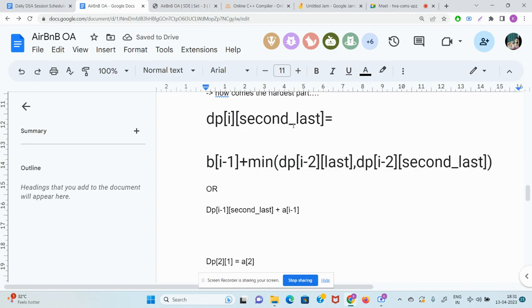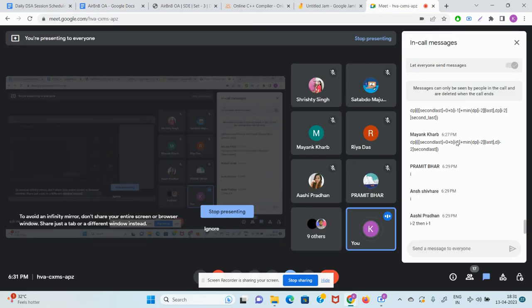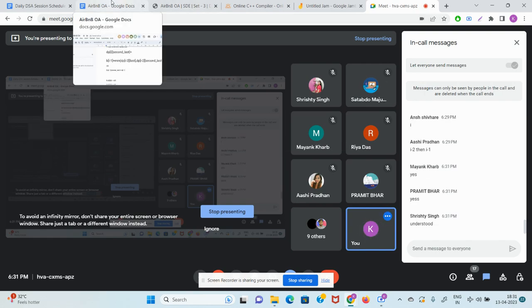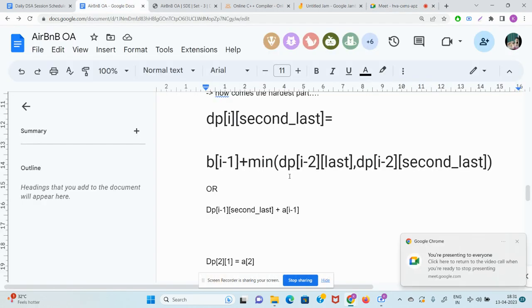Guys, understood? Start writing yes in the chat. This is a very important part. Not just Shristi, I want Satabdur to write as well. Where is he? Everyone start writing yes in the chat. And now tell me the final formula. इन दोनों का जो मिनिमम होगा वो अपना आंसर होगा. Clear?